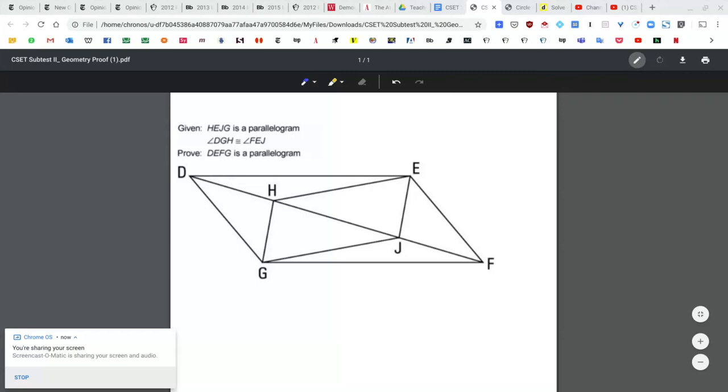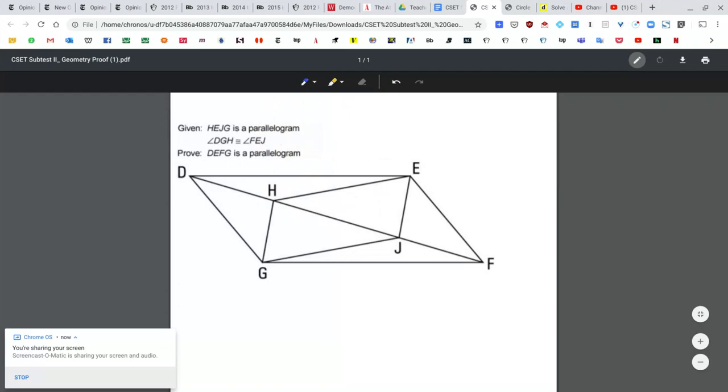You can pause the video and attempt this question yourselves, but otherwise I shall process this information first. They say that HEJG, so look for that figure. So that's the inside quadrilateral, is a parallelogram. So I'm going to process that information.